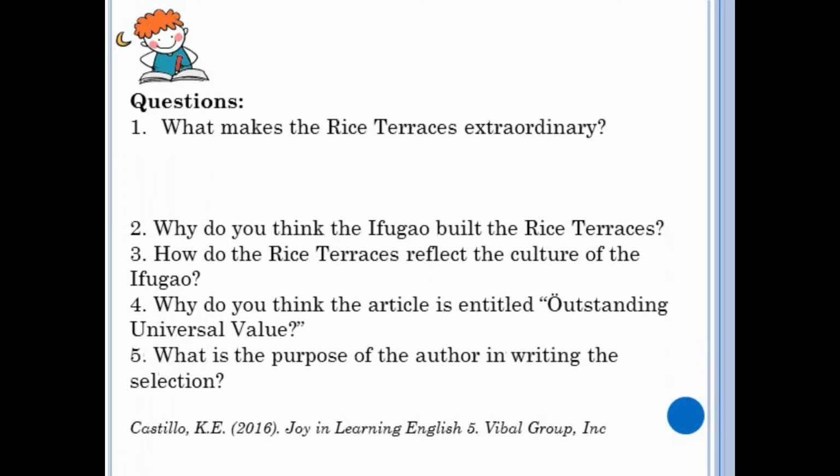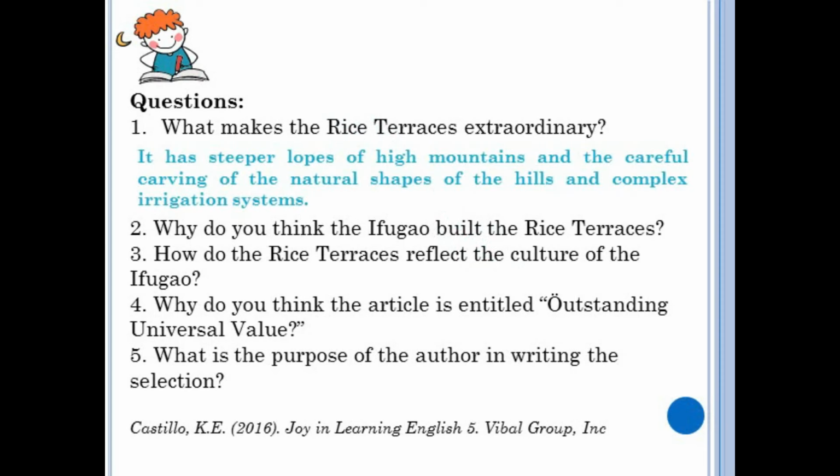Questions. Number 1. What makes the rice terraces extraordinary? So as your bonus, this is the answer. It has steeper slopes of high mountains and the careful curving of the natural shapes of the hills and complex irrigation systems. Answer the rest of the activity.